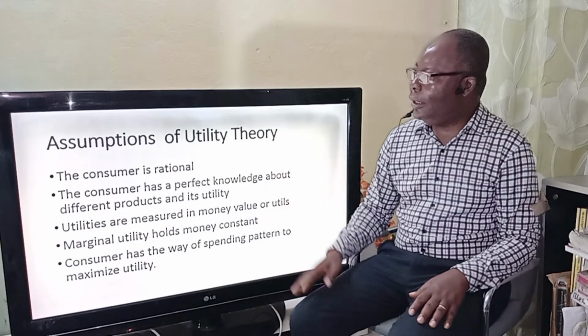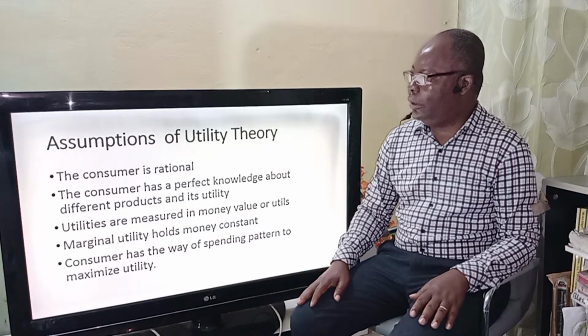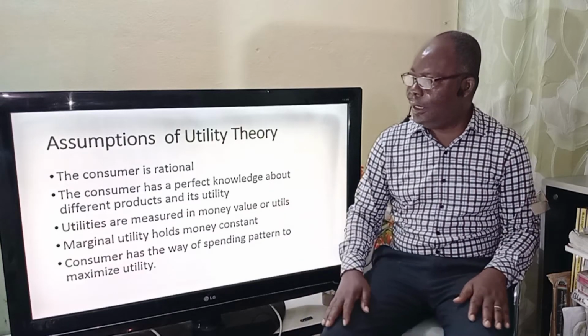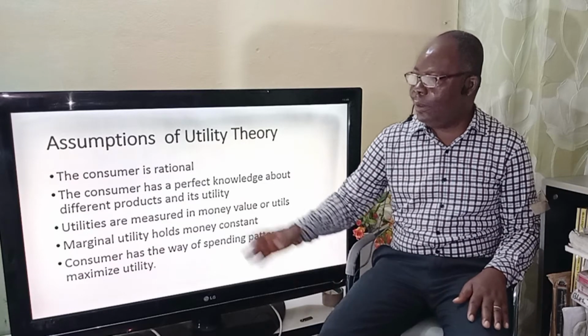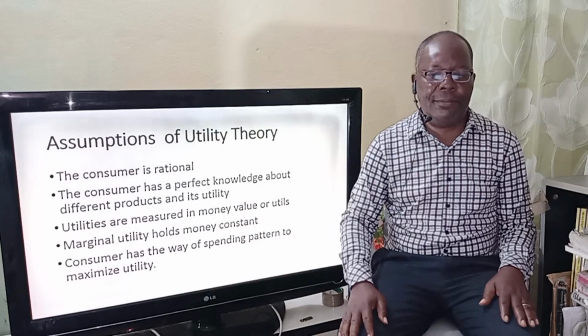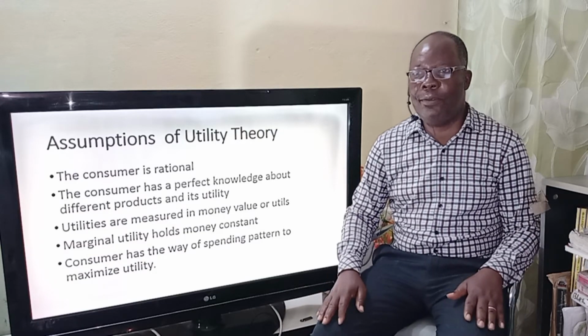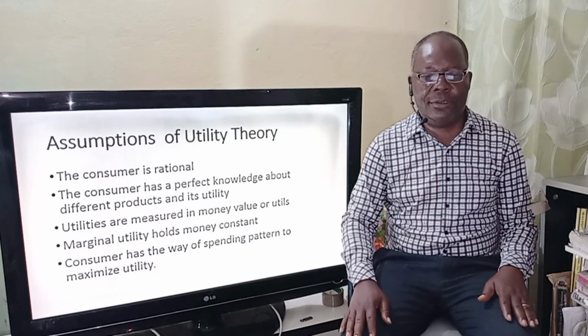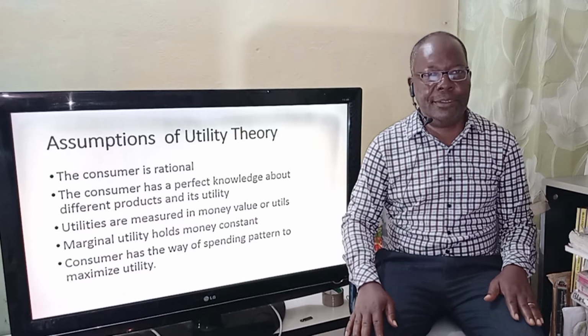The following are underlying assumptions of utility theory. The first one, we say the consumer is rational. He makes the best decision out of his limited resources to maximize the greater returns.